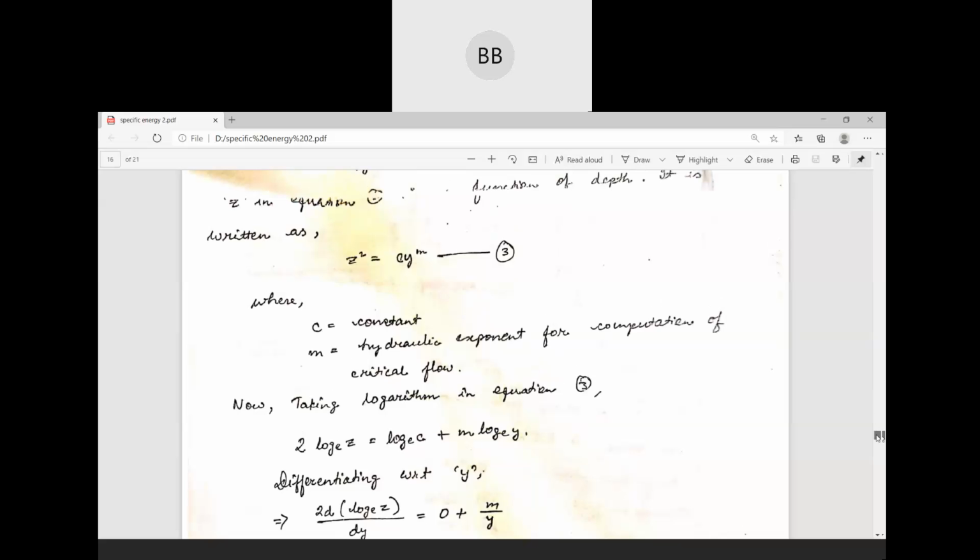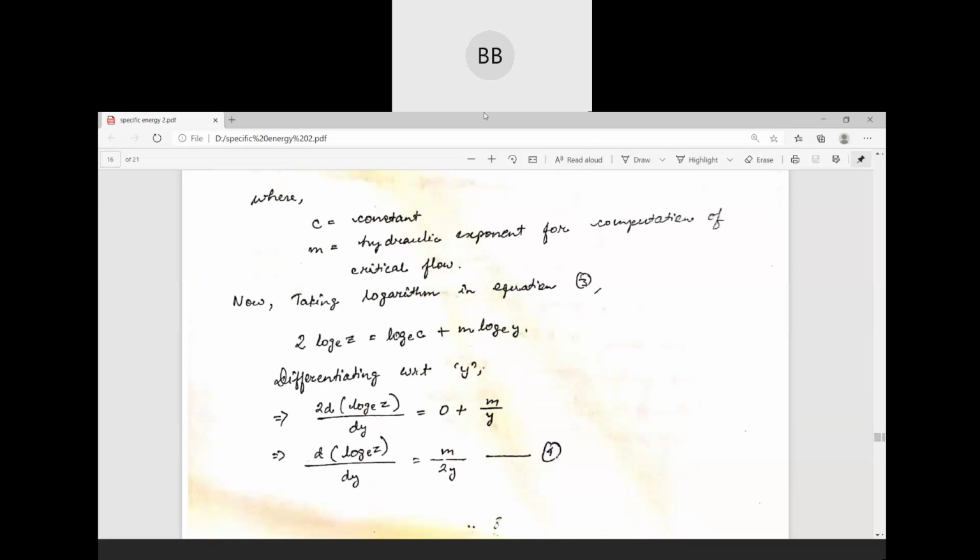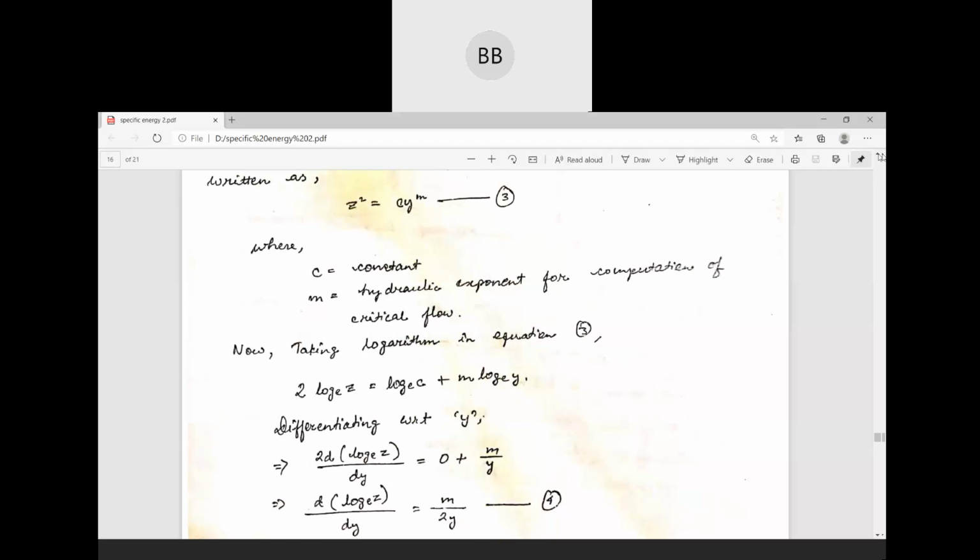Now we are taking log again. Next step is to take logarithm in equation 3. With Z square, I think now you are familiar with this logarithm: twice log e Z equals log e C plus M log e y.